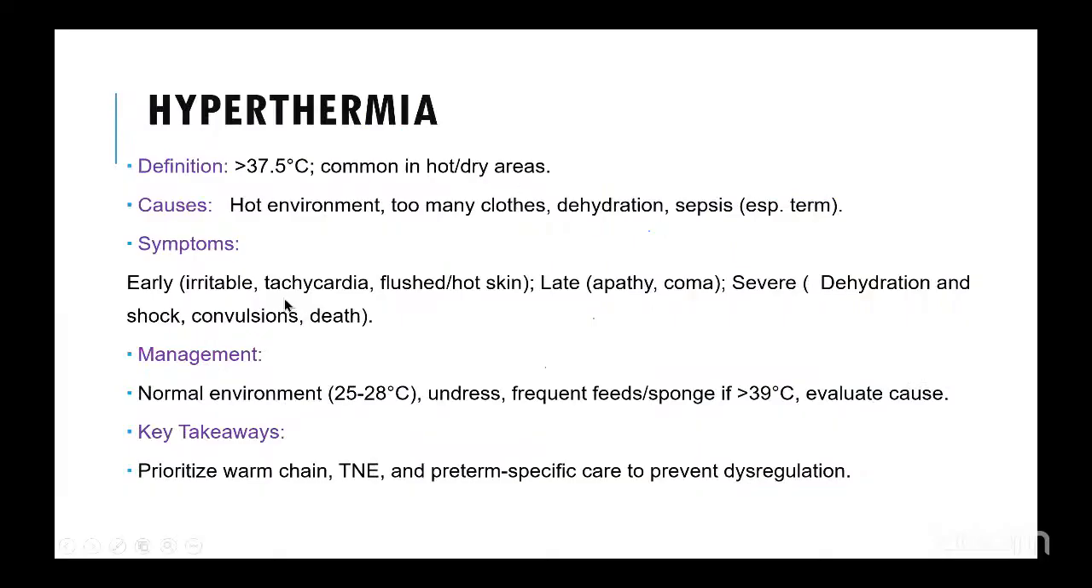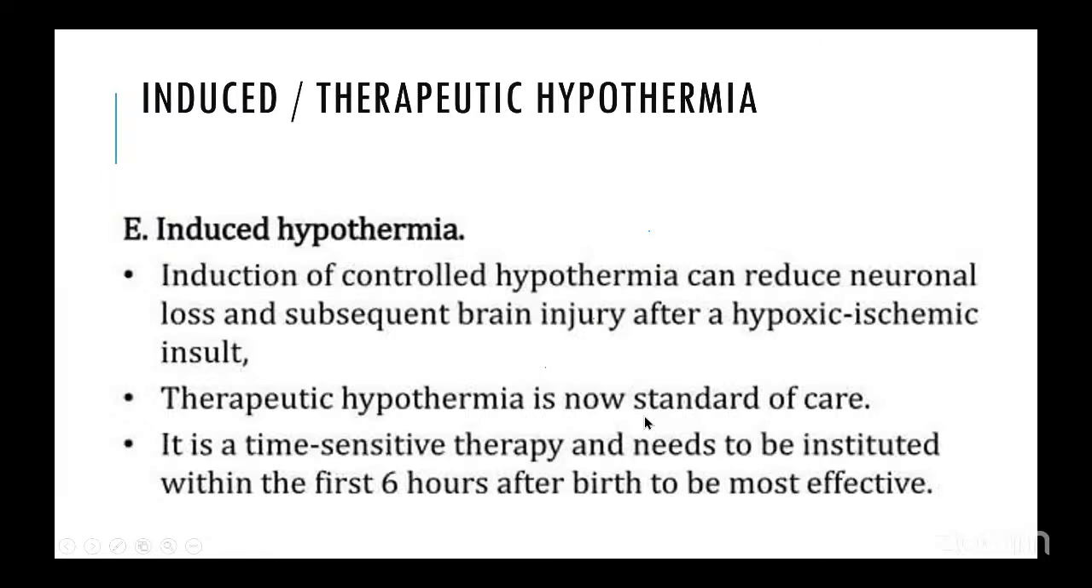So as I mentioned earlier, hyperthermia is also a problem, more than 37.5 degrees centigrade. You look for the causes, including sepsis, and the child may be irritable, apathetic, and in severe cases dehydrated and in shock. So it can even lead to death. So treatment is a normal environment, undress, frequent feeds, tepid sponge if more than 39 degrees centigrade, and evaluate the cause. The key takeaway here is to prioritize the warm chain and a thermoneutral environment to prevent dysregulation.